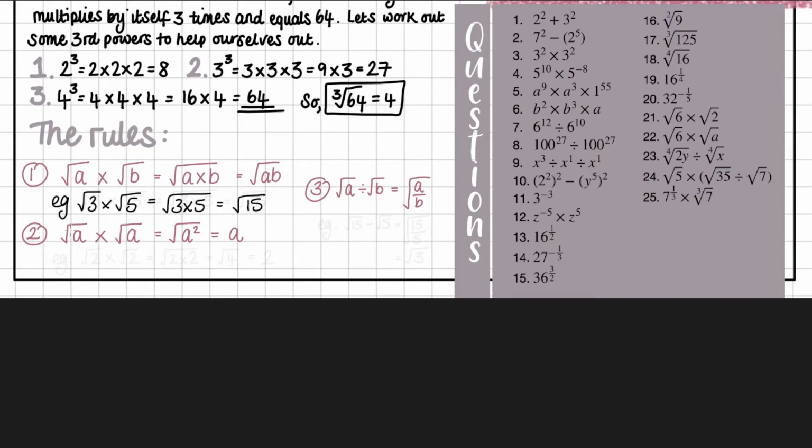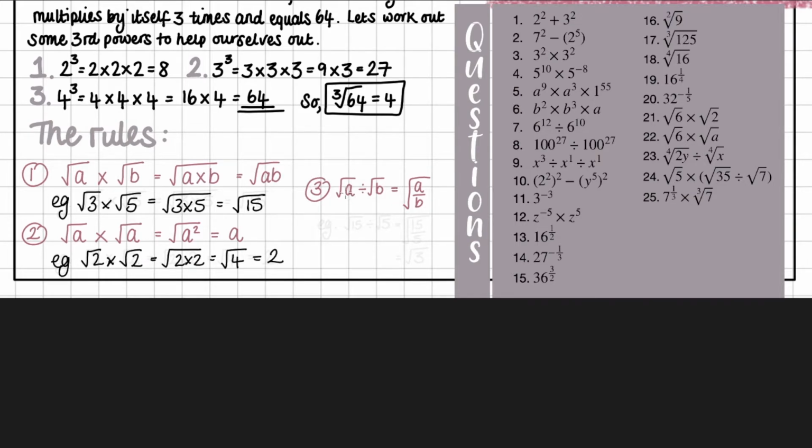Second rule, the square root of a times the square root of a, well, that's just equal to the square root of a squared. It's using this rule up here, which is just a. So here, the square root of 2 times the square root of 2, well, that's the square root of 2 times 2, which equals the square root of 4. And we know that 2 times 2 is 4, so we get 2. So you see, this 2 here is the same as these 2 2's here. So when you see the square root of something times the square root of the same thing, it's just going to be that thing.